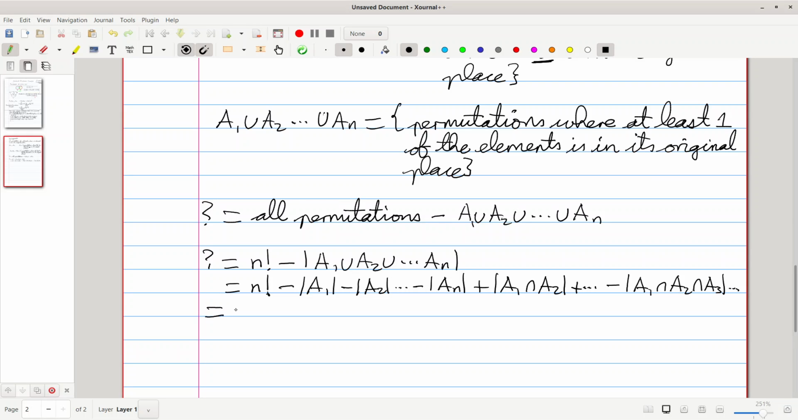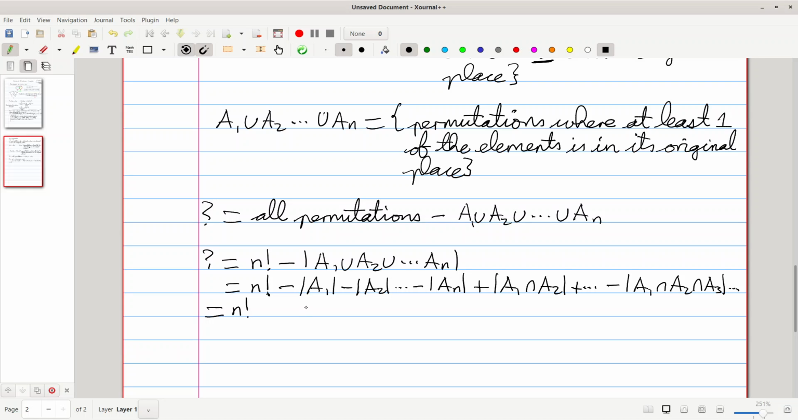Now, that's n factorial. Now the first one is, what is A1? A1 is the number of permutations where the first element is in its original place. So the other elements are literally free to permute any way they want to. So A1 is just n minus 1 factorial, because it's the same as the number of permutations of the other n minus 1 elements.